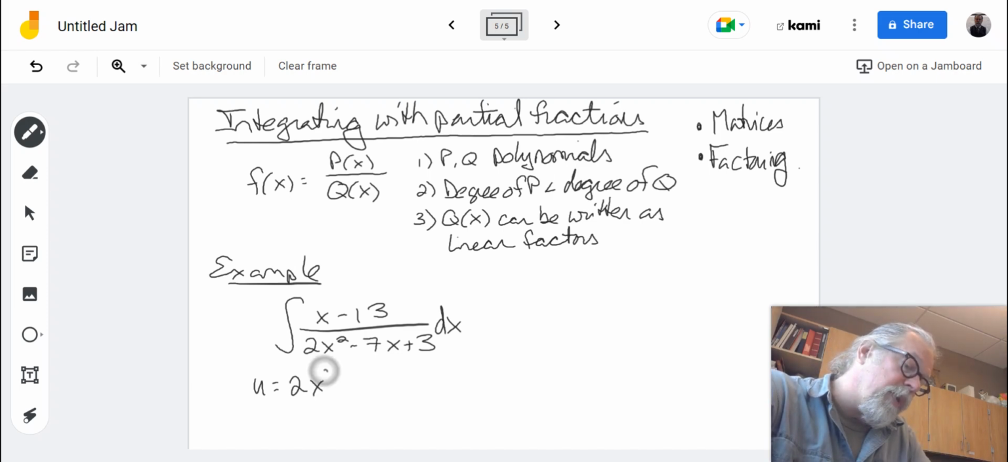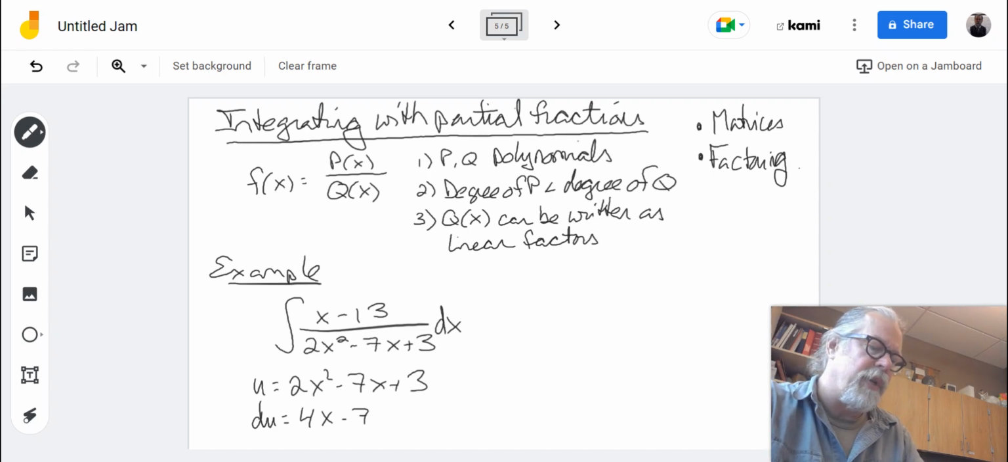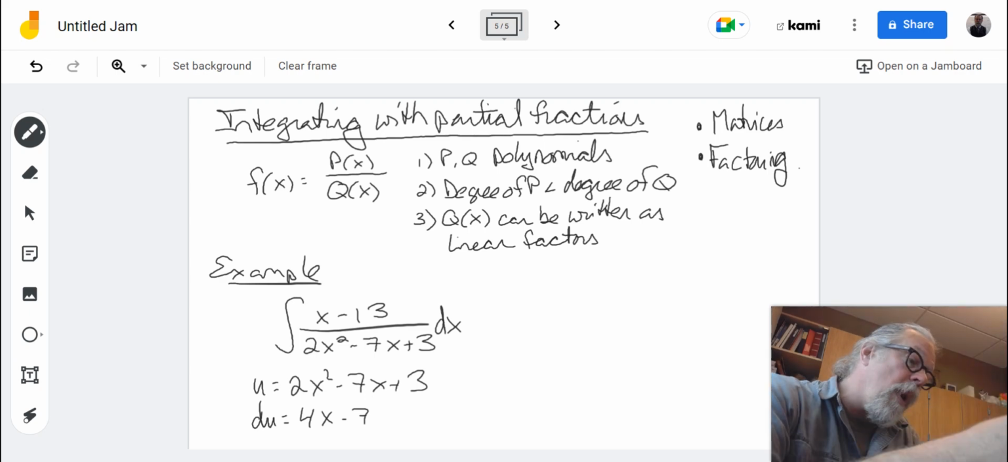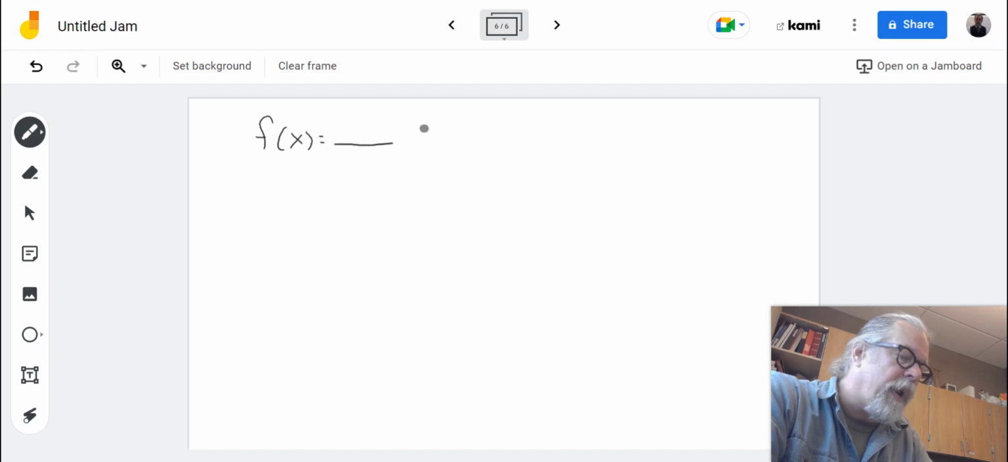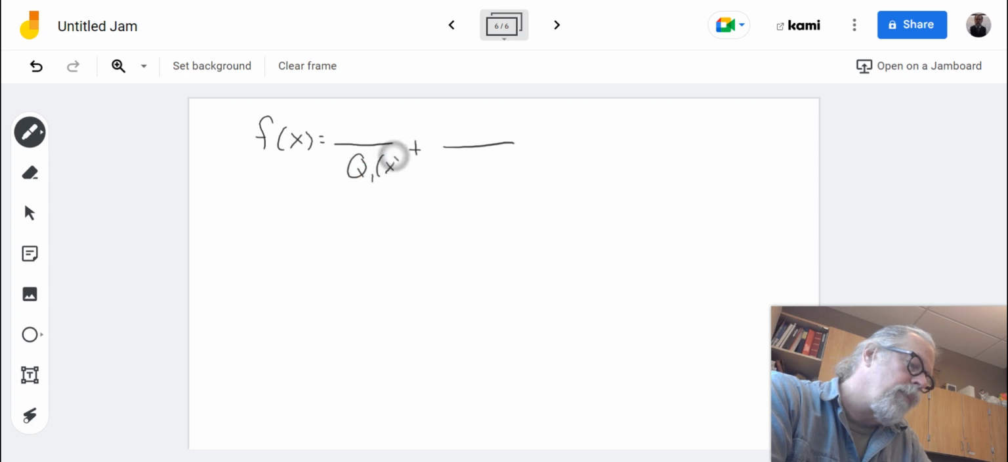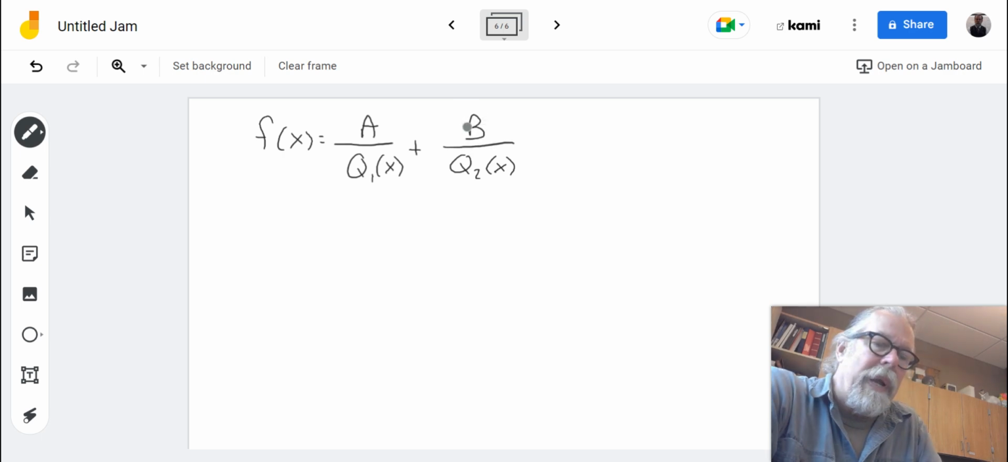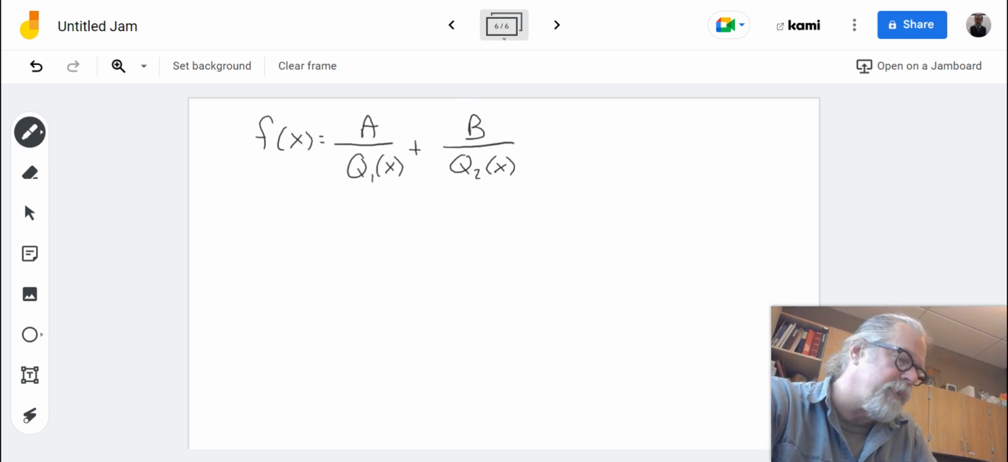So u equals 2x squared minus 7x plus 3. Du equals 4x minus 7. And right off the bat, I can see u substitution does not work. So what we are going to do instead is we can take f of x, and since q of x can be written as linear factors, we're going to rewrite f as partial fractions.